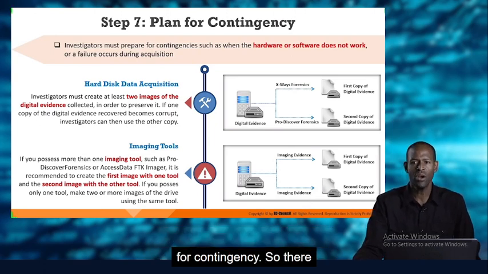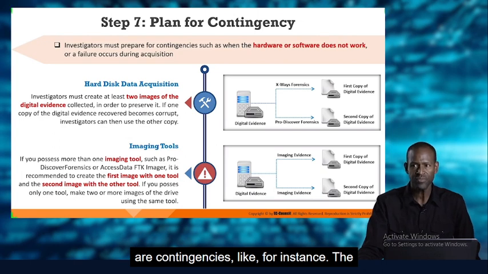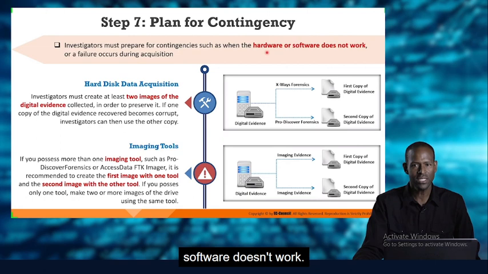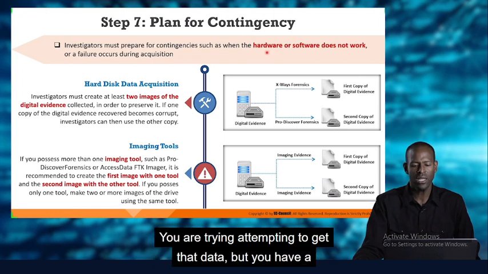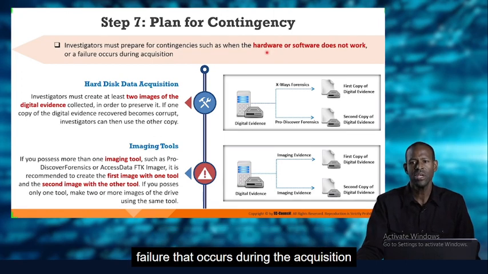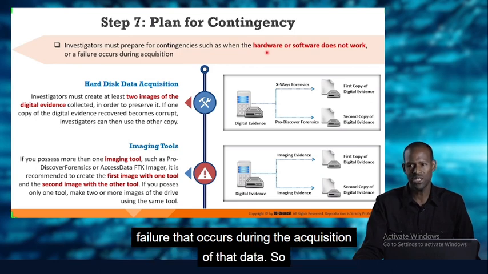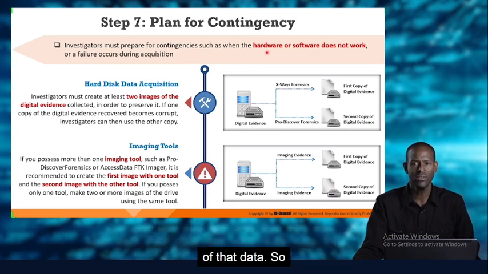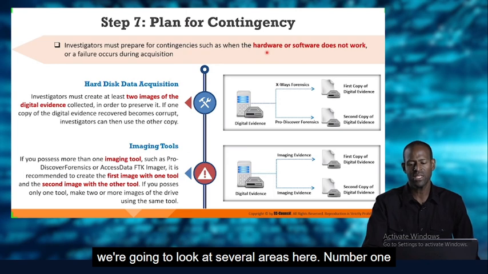And now that brings us to step number 7, planning for contingency. So there are contingencies, like for instance, the hardware does not work. The software doesn't work. You are attempting to get that data, but you have a failure that occurs during the acquisition of that data.